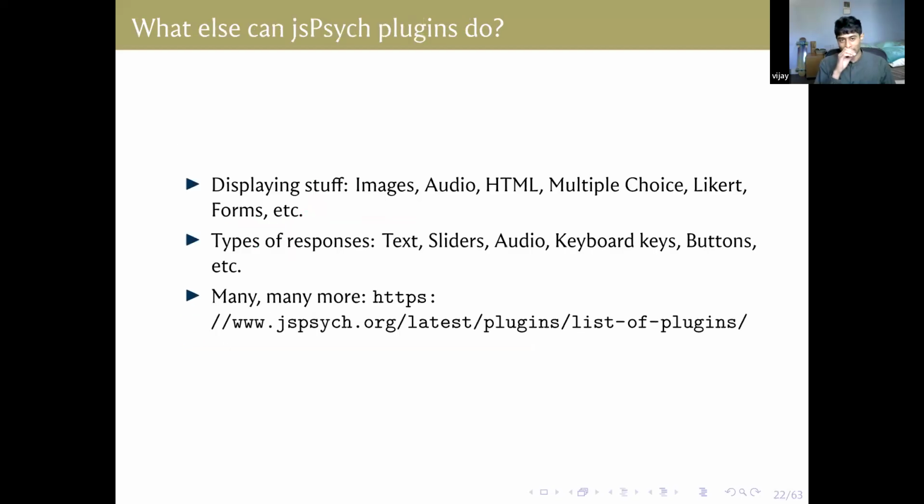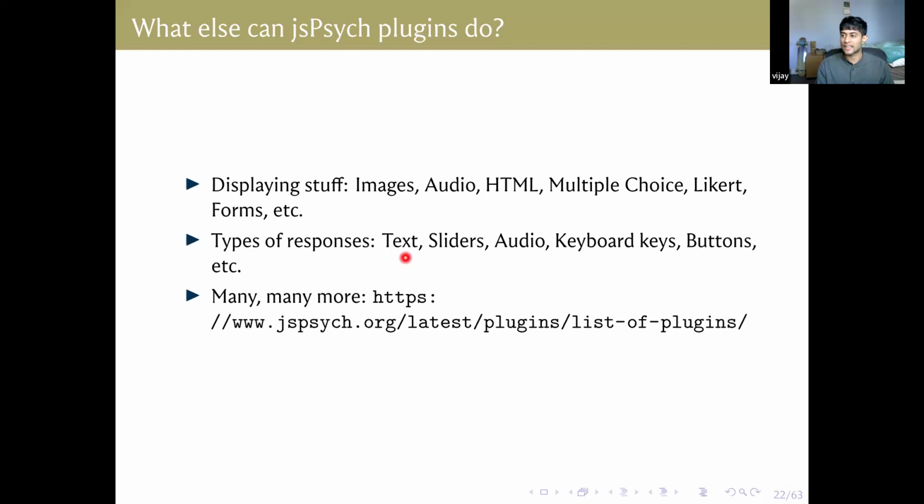So that seems okay, but what else can jsPsych plugins do? jsPsych plugins can do a lot of things. They can display images, audio, HTML, which is like the nuclear option. You can do anything with HTML really. And then there's multiple choice, Likert scales, forms, etc. So you can replace all the things you use Qualtrics for with jsPsych as well. And there's many types of ways of responding.